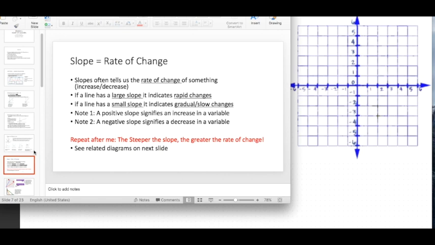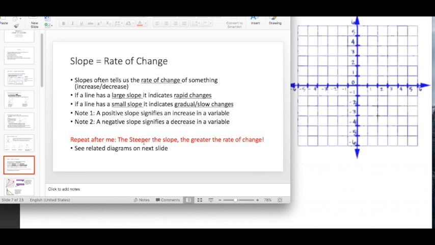What do slopes tell us? Slopes tell us the rate of change, and this is the application of slope on your SAT. Very, very important. So slopes often tell us the rate of change of something, whether something is increasing or decreasing. If a line has a large slope, it indicates rapid change. This is extremely important. And if a line has a small slope, it indicates gradual or slow change. Note, a positive slope signifies an increase in a variable, and a negative slope signifies a decrease in a variable.